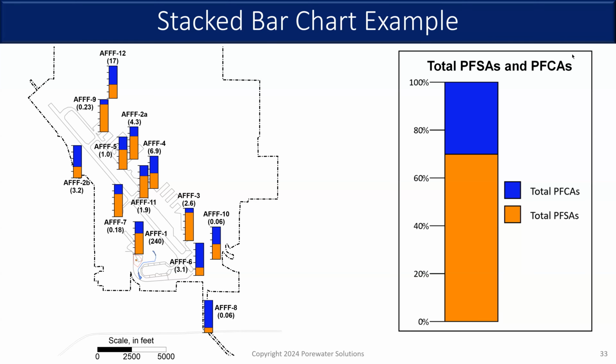fluorotelomer-based product released. And then AFFF12 at the top, that's the one we looked at earlier, that's got about 60% carboxylate. So a little more FT products released there than ECF, but it looks like both were actually released in that area.